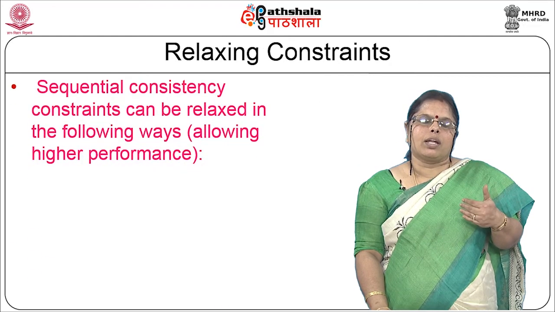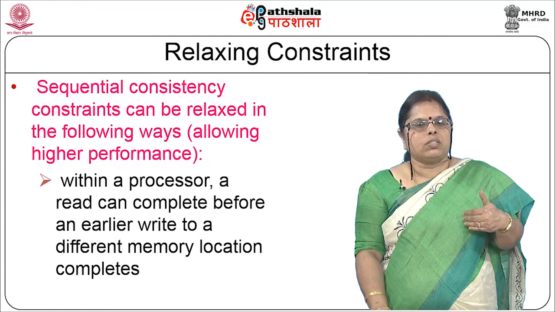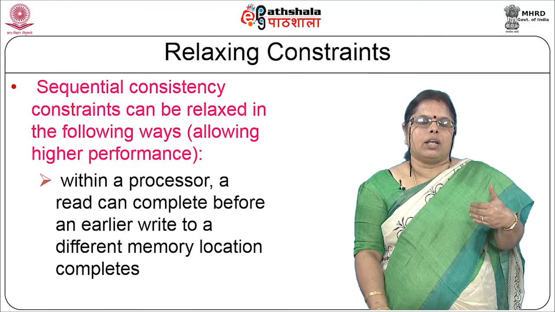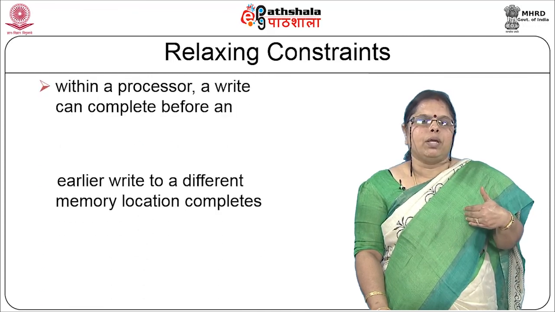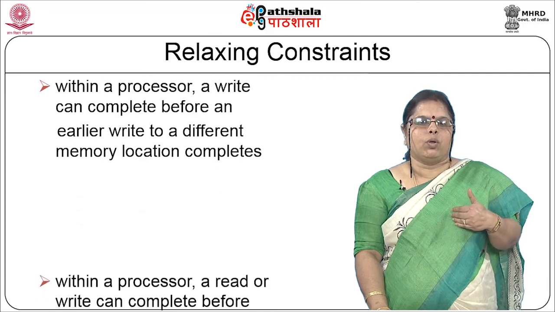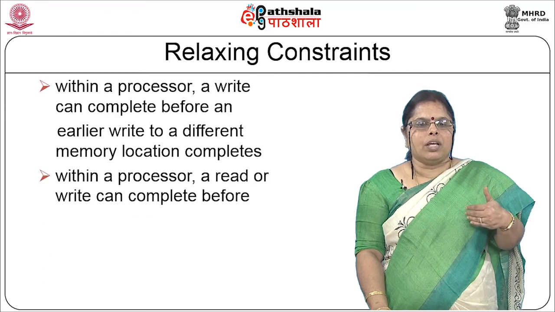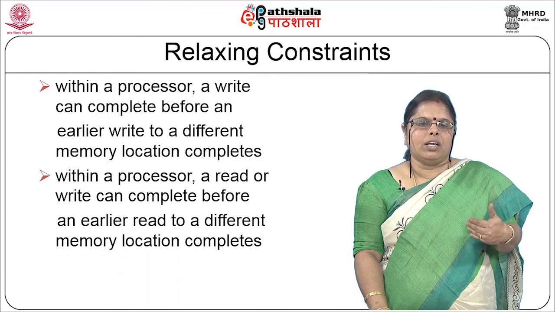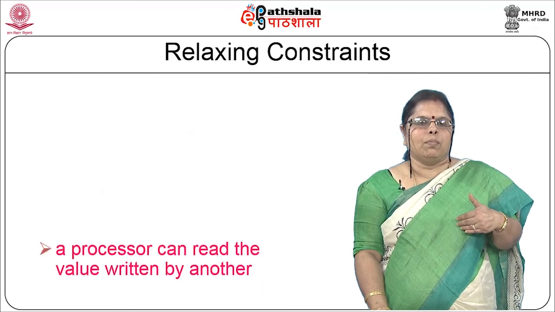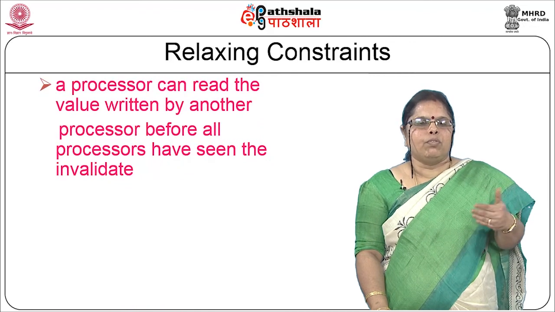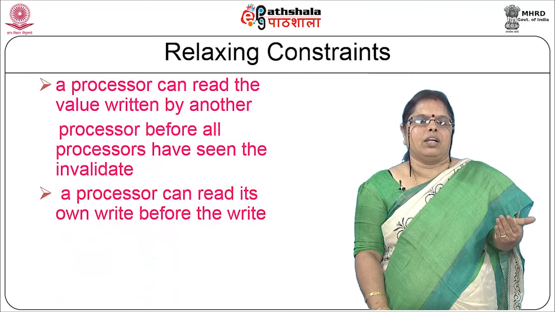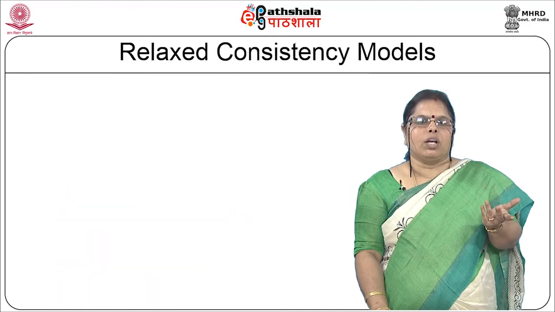You can look at relaxing the constraints in several ways. Within a processor, a read can complete before an earlier write to a different memory location completes. Within a processor, a write can complete before an earlier write to a different memory location completes. Within a processor, a read or write can complete before an earlier read to a different memory location completes. A processor can read the value written by another processor before all processors have seen the invalidate, and a processor can read its own write before the write is visible to other processors.